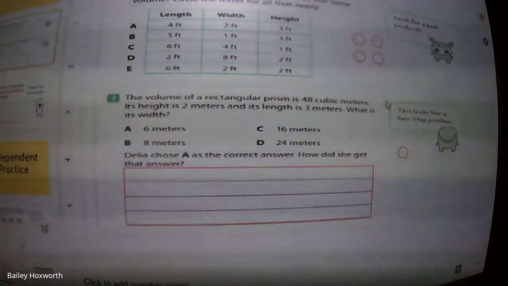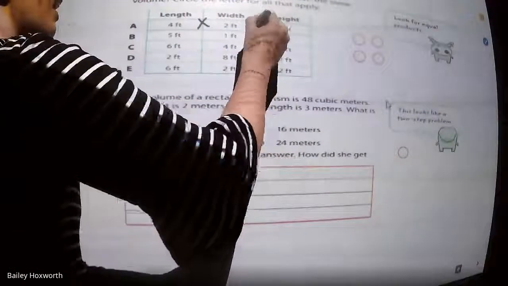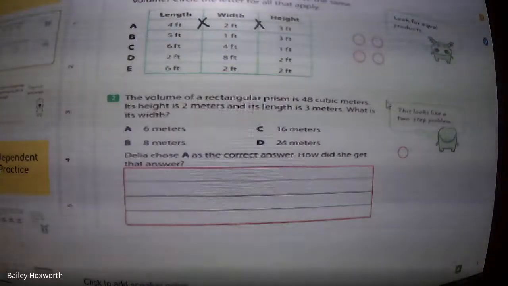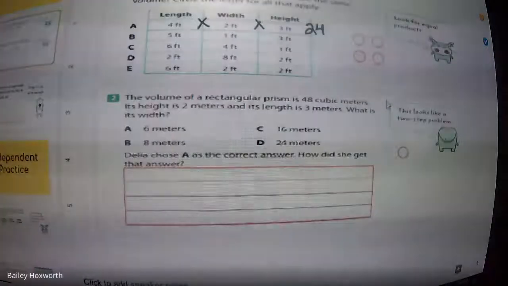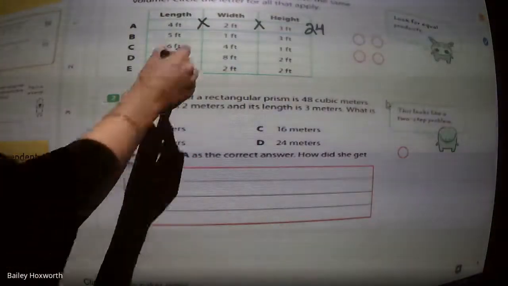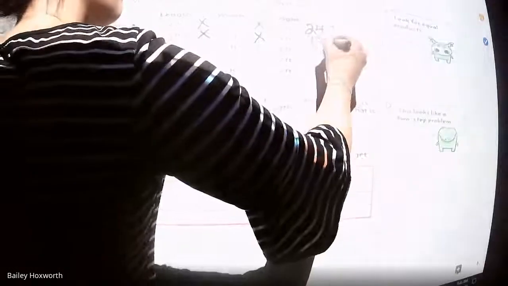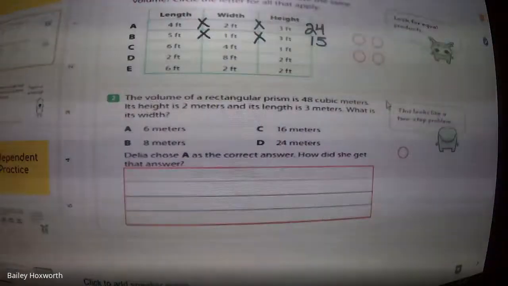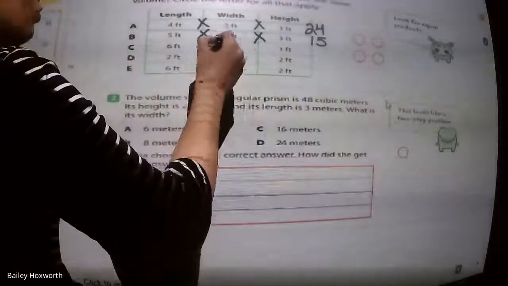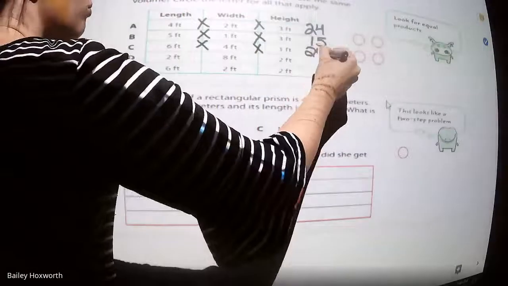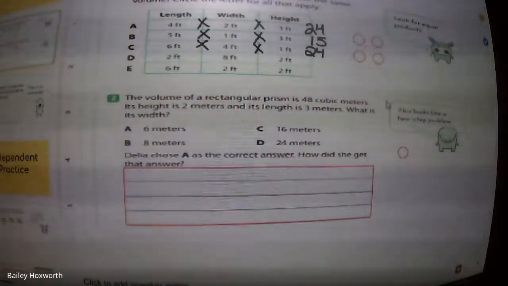So remember, to find volume, it's length times width times height. So 4 times 2 is 8 times 3. 8, 16, 24. So this one's volume is 24. Next one, remember, just have to multiply. 5 times 1 is 5. 5 times 3 is 15. I don't have any that are the same yet. 6 times 4 is 24. 24 times 1 is 24. Oh, we have one that's similar now.